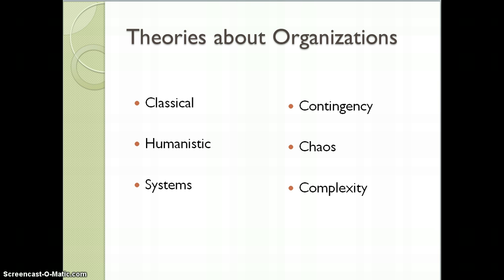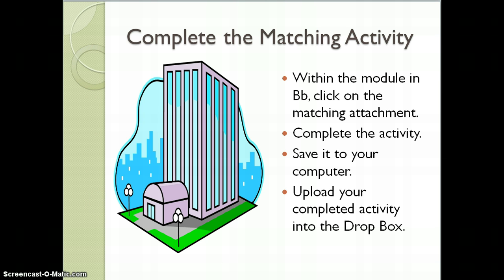Those are the examples that are discussed in your textbook, and a little bit of a background here. So for one of your activities this week, you're going to go into Blackboard, into this module, and I have an attachment there. It is a Word attachment, and it's a matching of the different organizational designs with an explanation or a case study related to them. And so you're going to go through and match them up. Save this document to your computer, and then I have a Dropbox right within the module. You can re-upload this paper right into the Dropbox so that I get it.